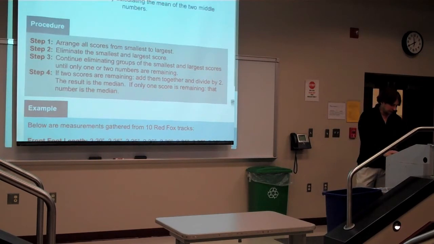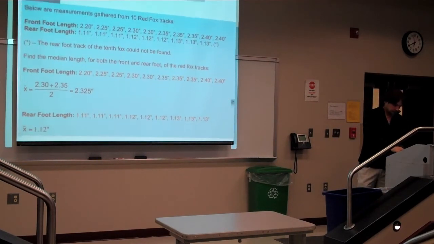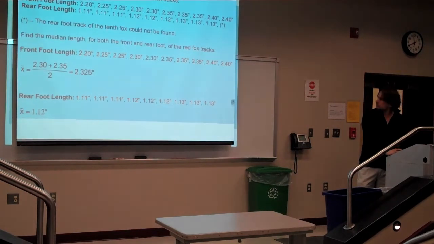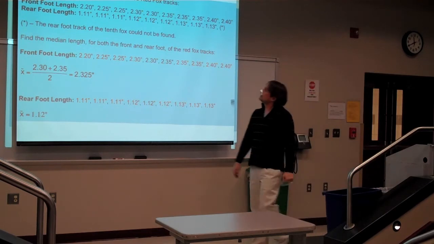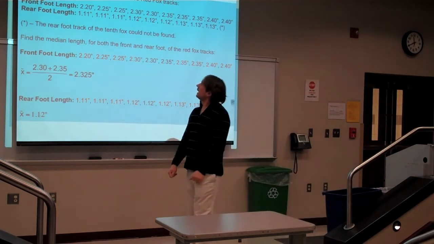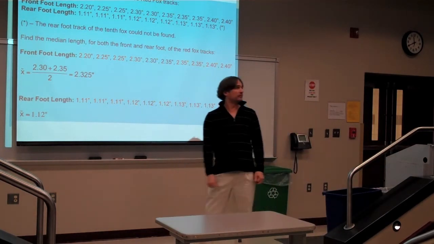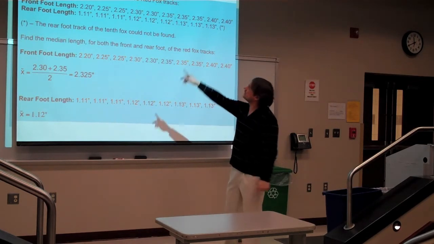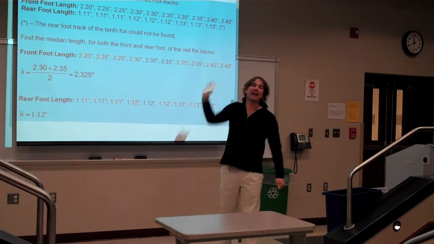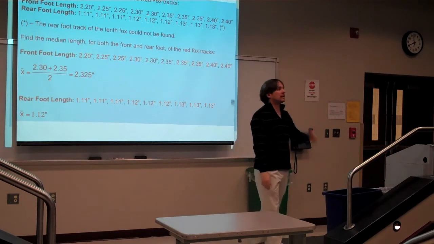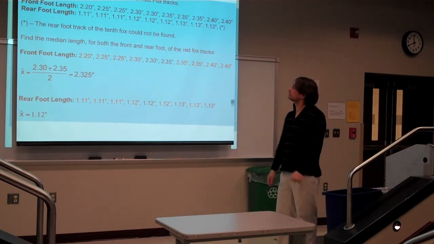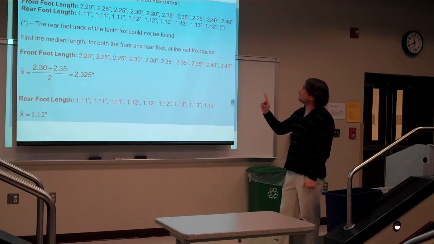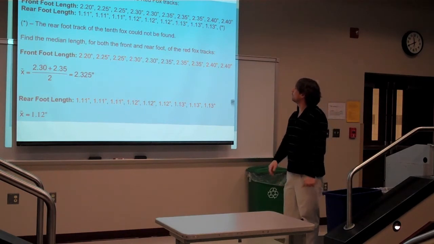All right, so here, let's do our example. Here are my front foot lengths and my rear foot lengths. So I have 10 front foot lengths. I only have 9 rear foot lengths. I couldn't find a 10th one, or it was too badly damaged or something, I couldn't measure it. So, find the median length for both front and rear foot.